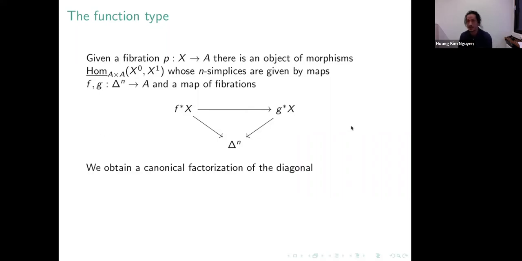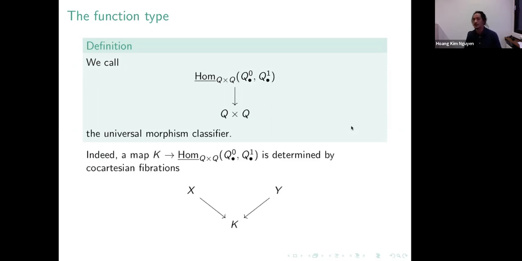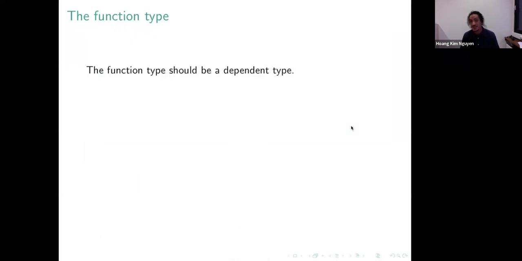And as before, we have a factorization of the diagonal, which has the identity here and its projection down to the respective legs. And just to give it a name, in the case of the universal cocartesian fibration applying this construction, let's call this the universal morphism classifier. Let's just spell this out. A map from any simplicial set, say K, to this universal morphism classifier is determined by a pair of a cocartesian fibration over K and a map preserving cocartesian edges. So this function type then.